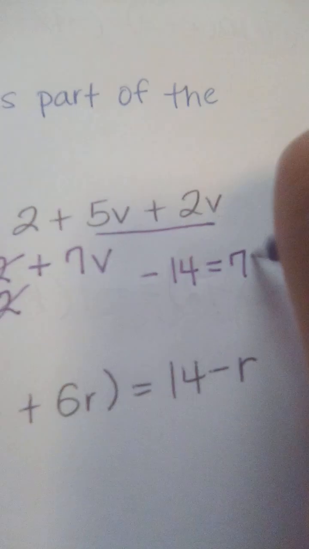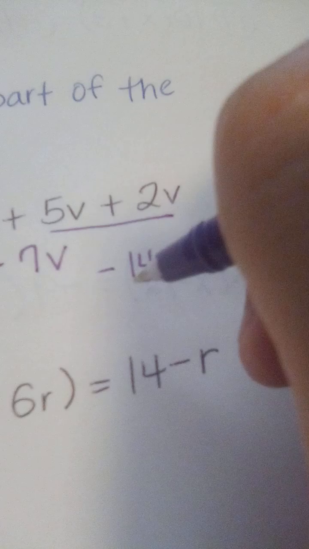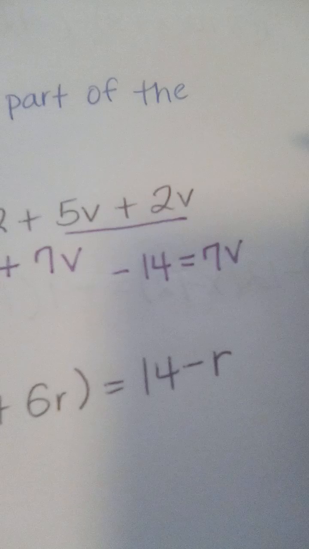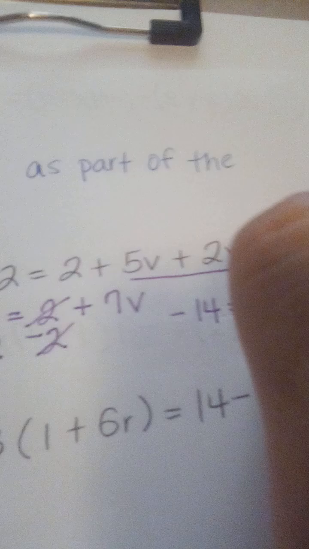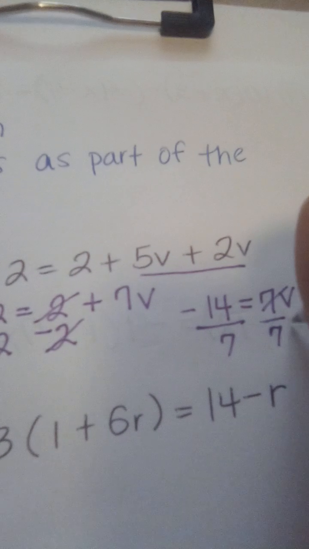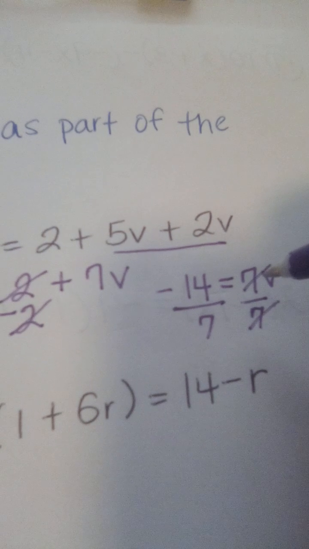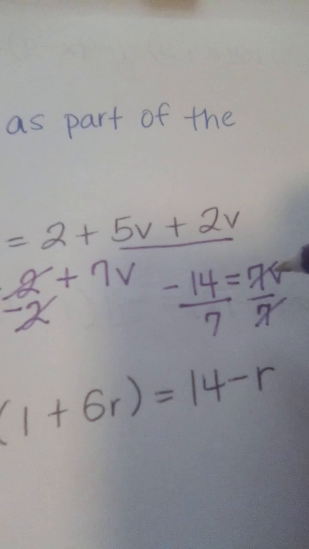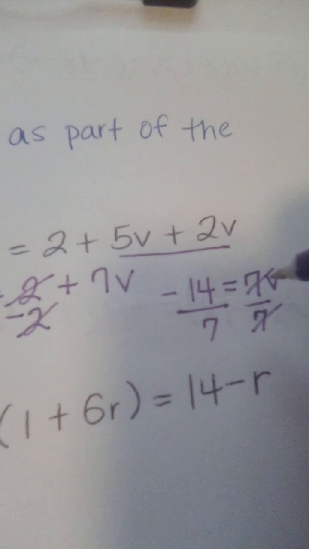Equals 7v. Now, like the last problem, do we divide by 7 to both sides or negative 14? We divide 7 to both sides. It's a positive, right? The 7's will cancel out entirely. And we have negative 14 divided by 7. That gives us negative 2. V equals negative 2.